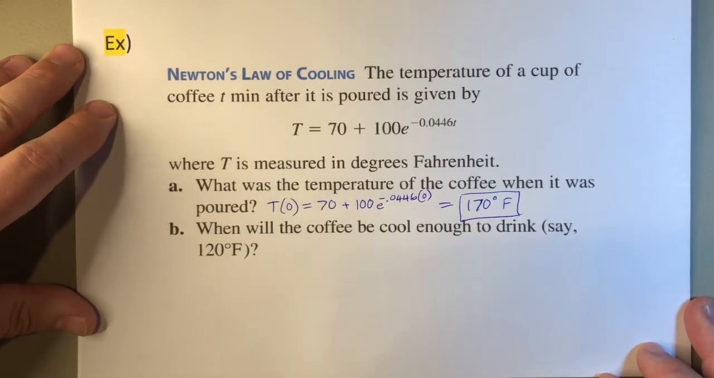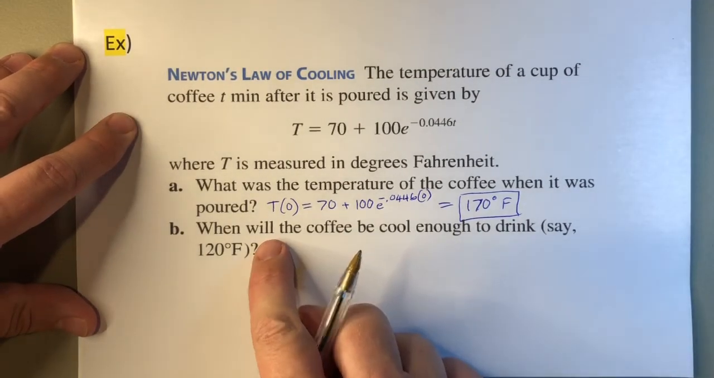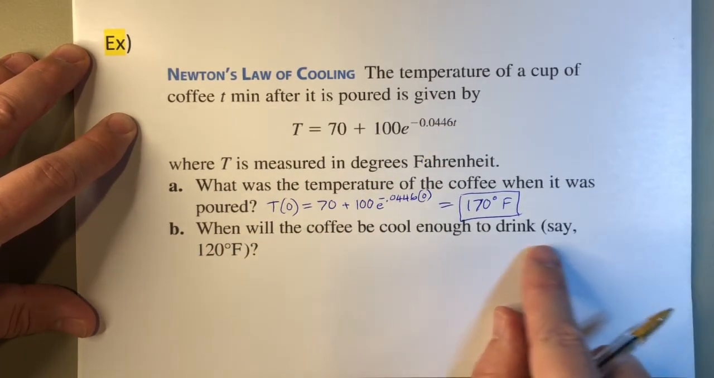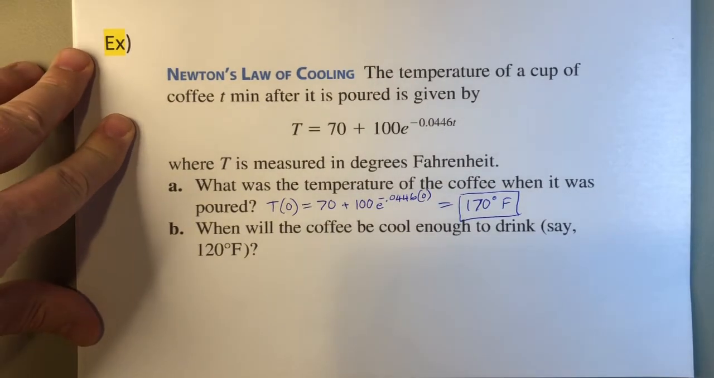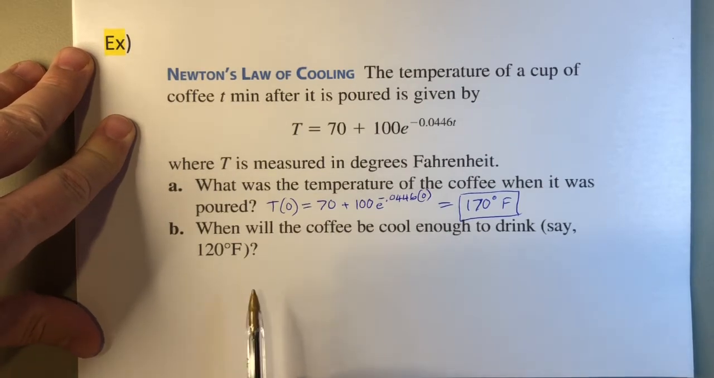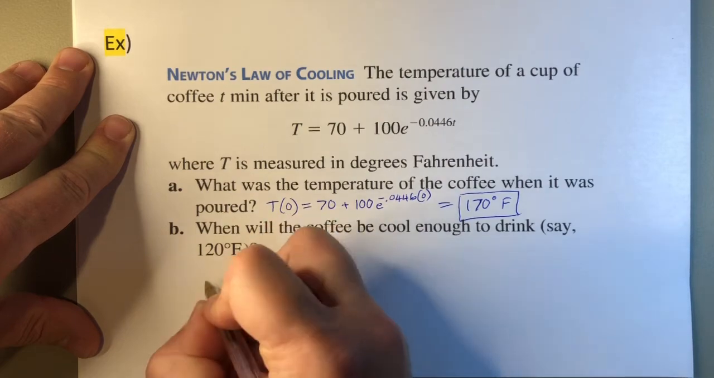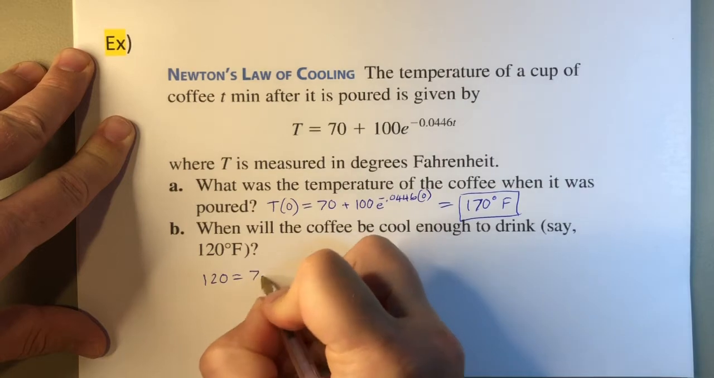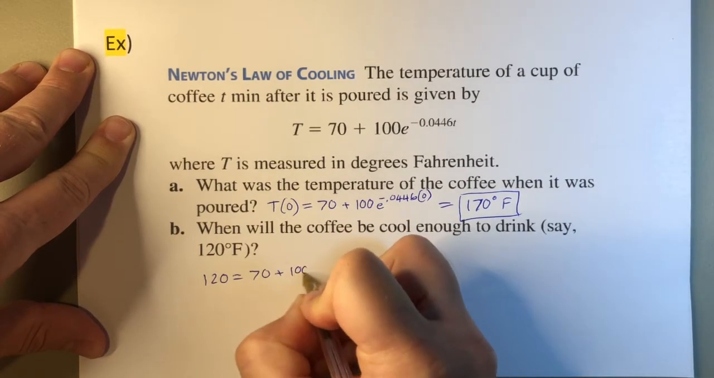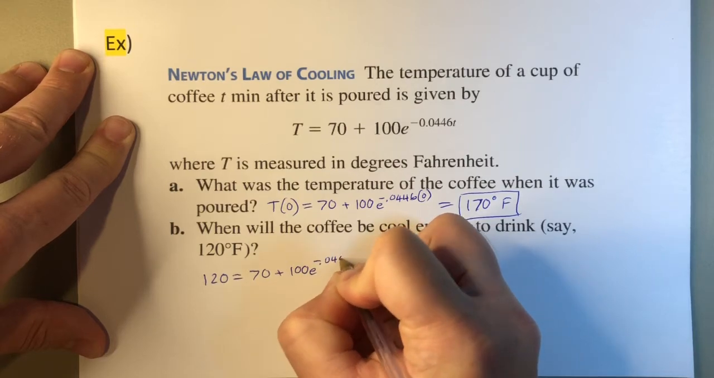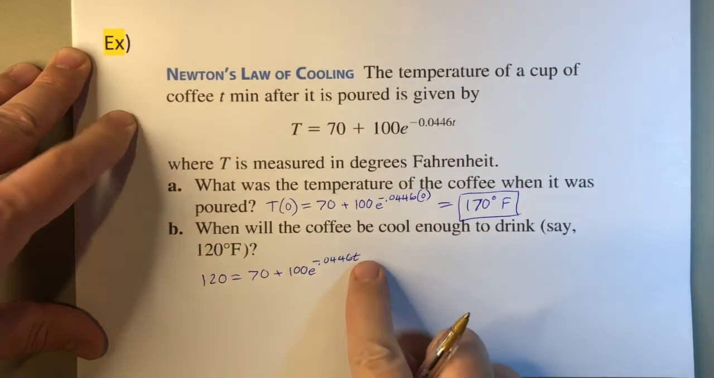All right, letter B, a little bit different. Now we're trying to solve for t. When will the coffee be cool enough to drink, say, 120 degrees Fahrenheit? I know for me, I wait 10 minutes before I even begin to drink a cup of coffee when it's freshly poured. So we know the temperature now, it's 120, so we replace capital T with 120. We set that equal to 70 plus 100 e to the negative 0.0446 t.